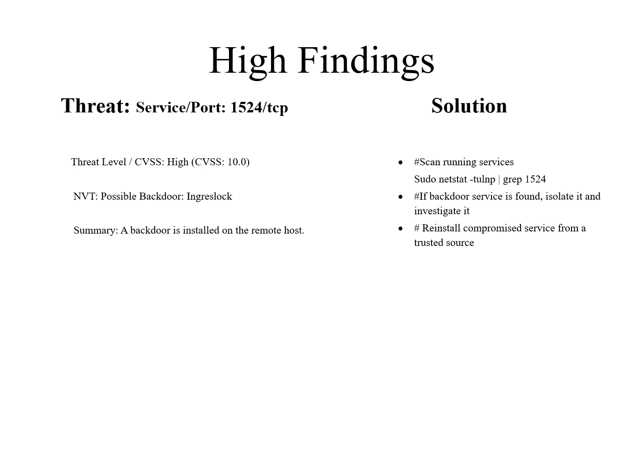The next threat is port 1524 TCP. It is a threat level of CVSS 10. It is a possible backdoor in Ingreslock. A backdoor is installed on a remote host. So we want to scan for running services on our network, and then when we find this service, we want to isolate it and investigate it. Typically, you want to see what's going on, and then from there you can purge the service from your server. And if needed, you can reinstall the compromised service from a trusted source.